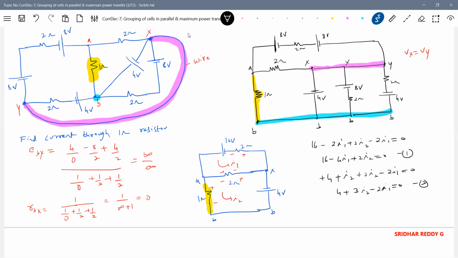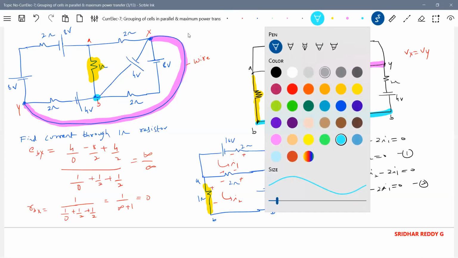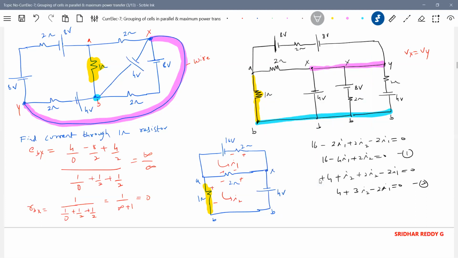I will just take some symbol, yellow, green, all we use. This is everything. I'm just replacing with the equivalent. Anybody solve I1 and I2? Give me the answer.